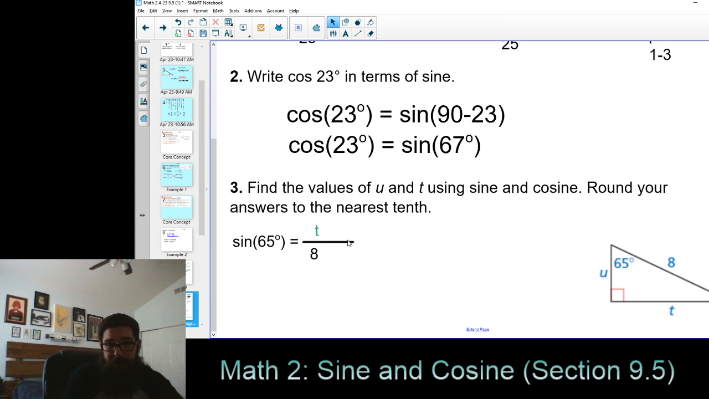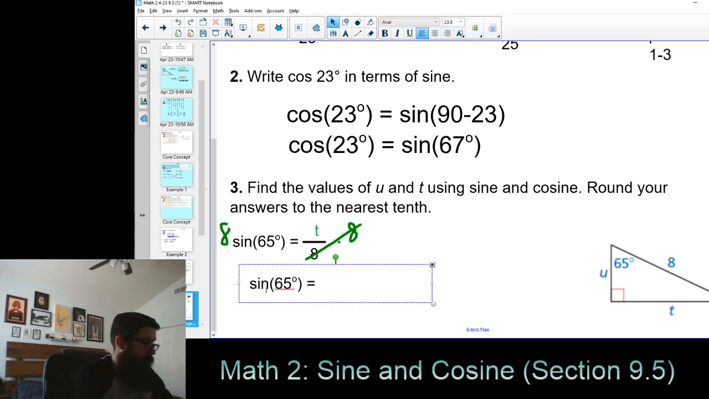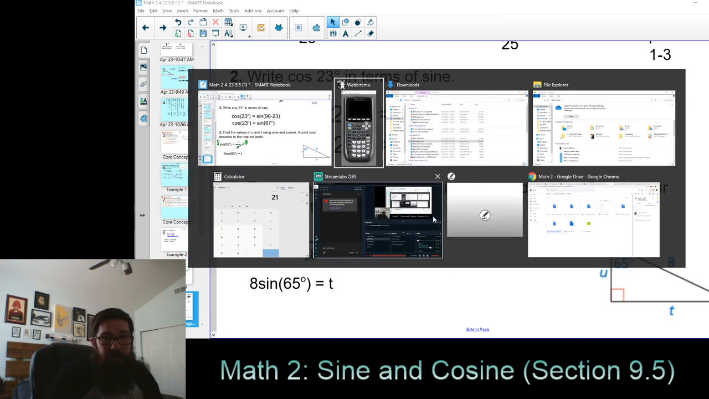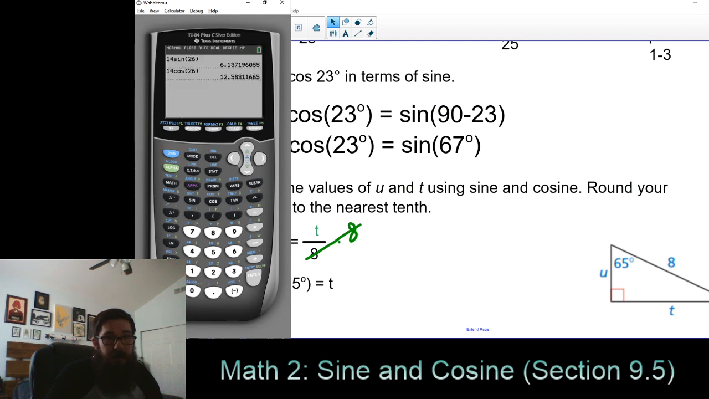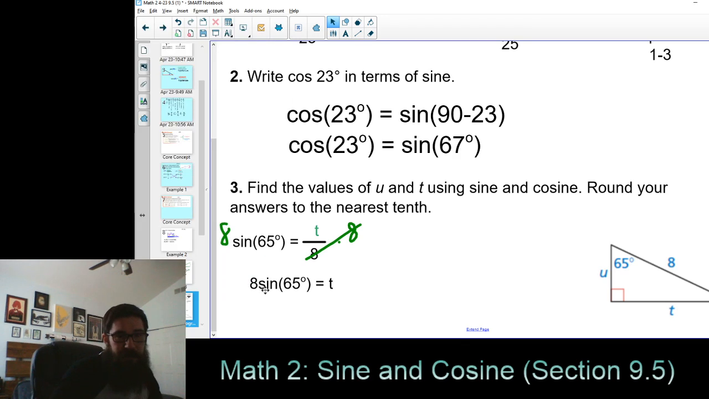What do I do to get t by itself? It's currently being divided by 8. Let's multiply both sides by 8. If I multiply both sides by 8, it's literally calculator time. 8 sine of 65 is t. So what's that going to be? 8 times sine of 65. We have 7.250 rounded to 5, so 7.2505.